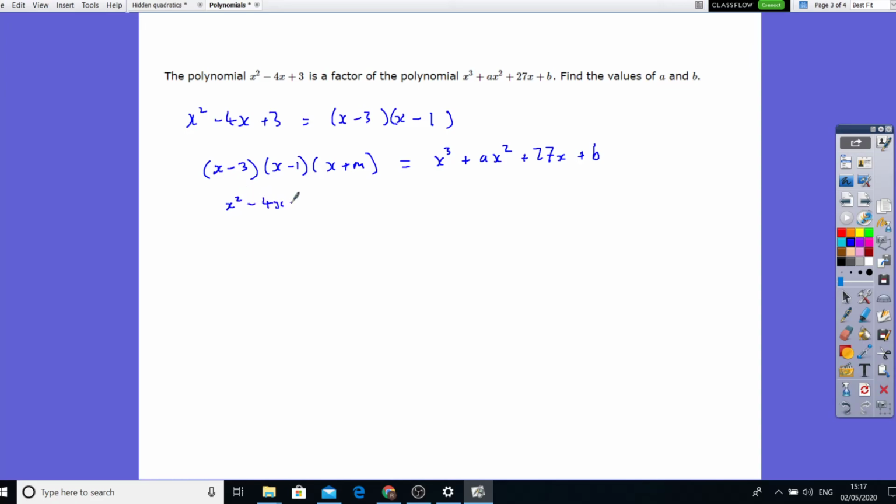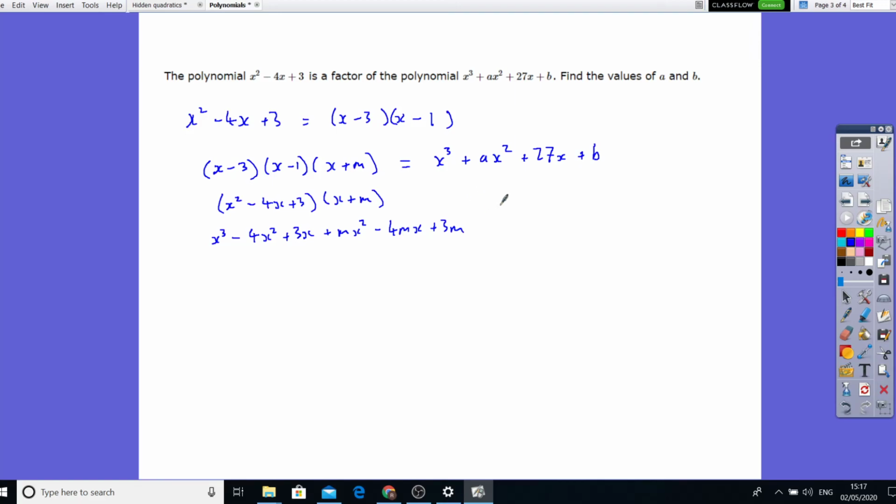Now we know that this expanded and simplified is this, so we just need to times x squared minus 4x plus 3 by this factor x plus m. If I times everything by x, I'll get x cubed minus 4x squared plus 3x. Now I'm going to times everything by m, so I'm going to get mx squared minus 4mx plus 3m. Okay, and now I'm going to match this is equal to this.